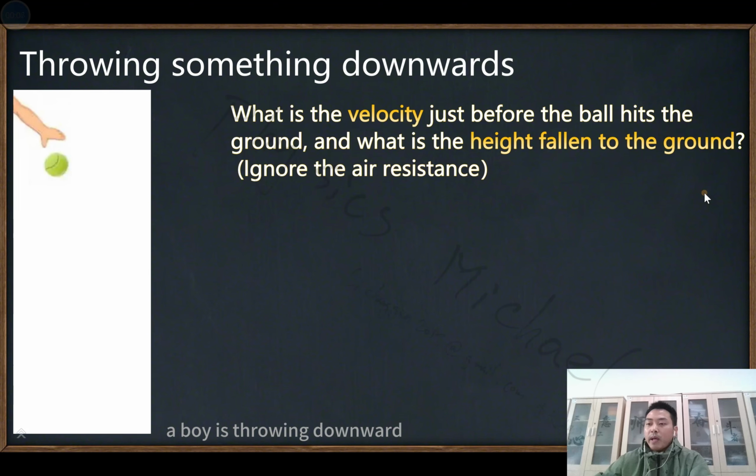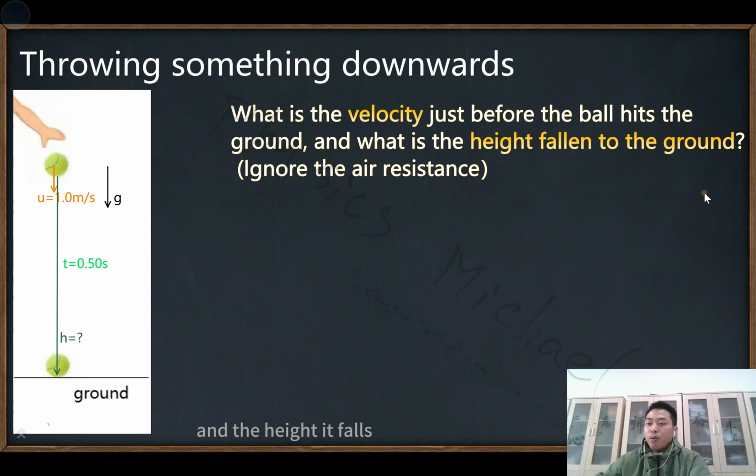Now, let's look at what happens when we're throwing something downwards instead of just dropping it. A ball is thrown downward with an initial velocity of 1 meter per second, and it takes 0.5 seconds to hit the ground. We're ignoring air resistance. Let's find the final velocity just before it hits the ground and the height it falls.